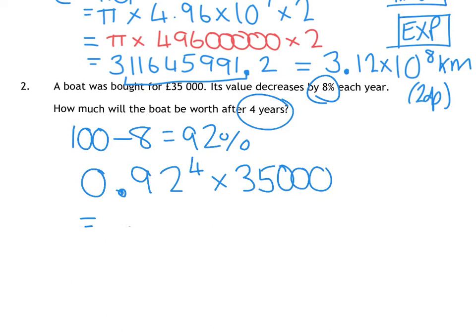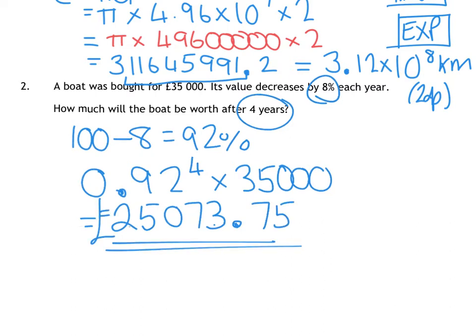So this gives us times 35, 1, 2, 3, answer of 2507. This is money, and they've not mentioned rounding, so nearest penny, 2 decimal places, there is the value of the boat. And that's that one.